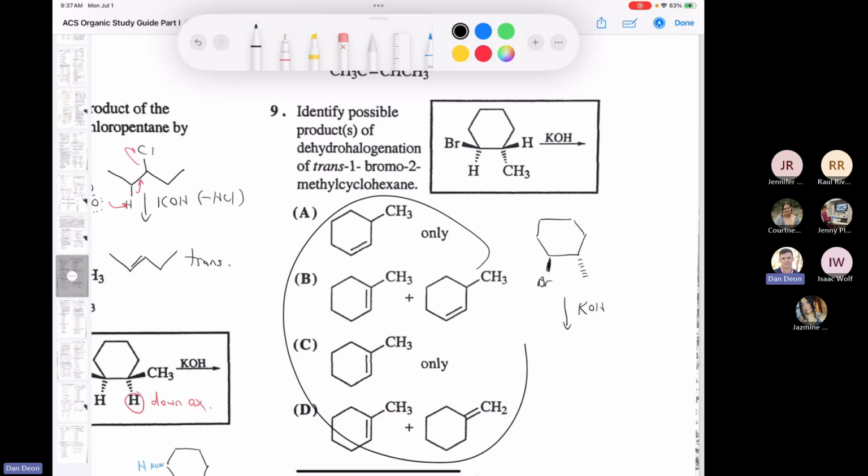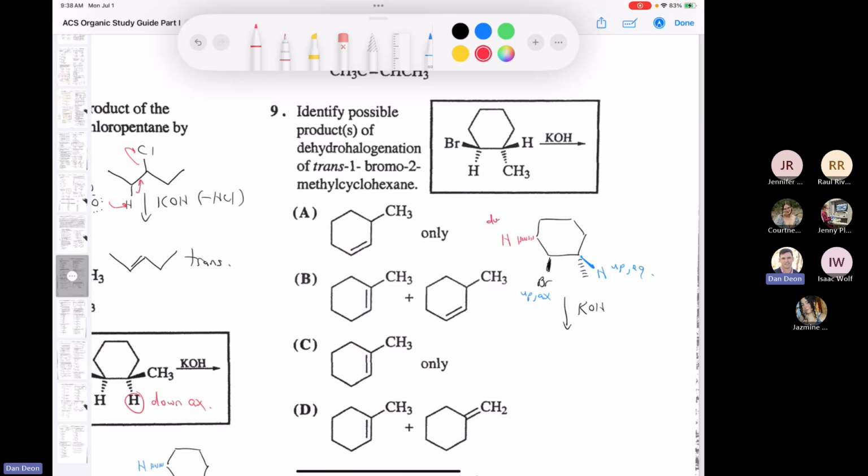Well, remember, they're only showing elimination products here, no substitution. So if I put this proton up, can I get an elimination reaction here? The answer is no, it's impossible. Because if this is up and axial, this would be up and equatorial. But if the bromine is up and axial, that means that this hydrogen here would be down and axial.